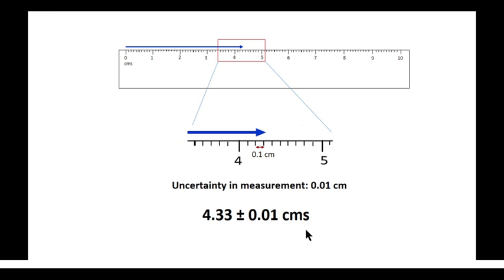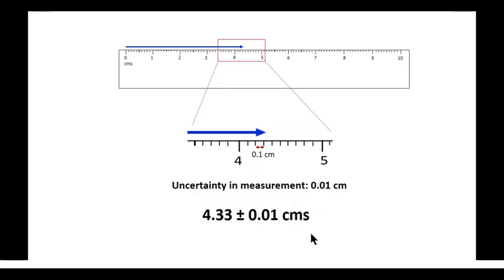In one of my previous videos, I had talked about the measurement of the length of an arrow using a centimeter scale. Let us recall the example once again. We had recorded a length of 4.33 centimeters and the uncertainty was 0.01 centimeters.